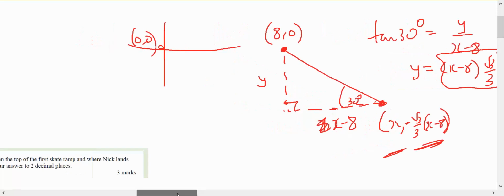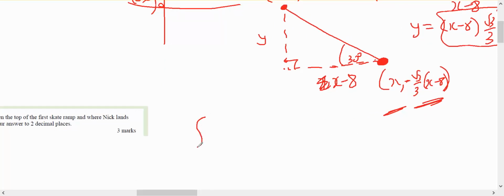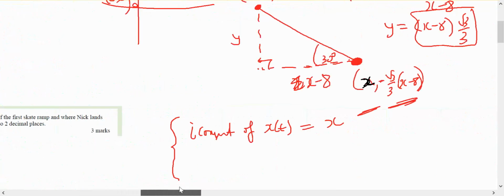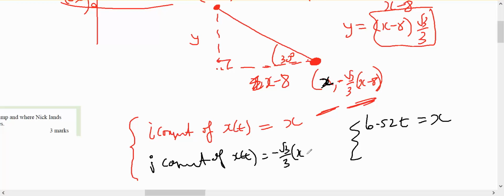minus. So I could find the time when the person lands here and the x value by doing a simultaneous equation. The simultaneous equation would be, if I set the i component of x of t equal to x, that is, find out by setting my i component of displacement equal to x. So that's going to be 6.52 t equals x. And set the j component of x of t equal to negative root 3 on 3 x minus 8, and solve for x and t.